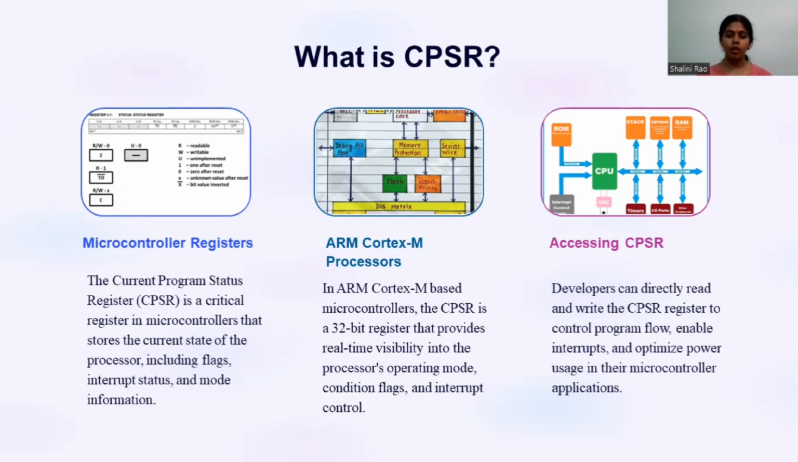In ARM Cortex-M based microcontrollers, the CPSR is a 32-bit register that provides real-time visibility into the processor's operating mode, condition flags, and interrupt control. Accessing CPSR, developers can directly read and write the CPSR register to control program flow, enable interrupts, and optimize power usage in their microcontroller applications.